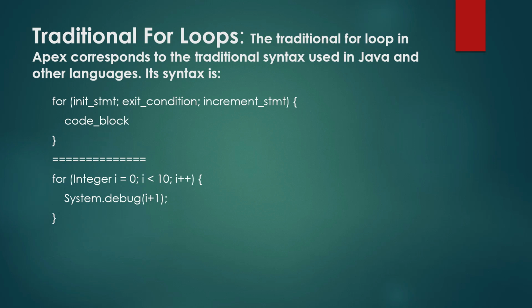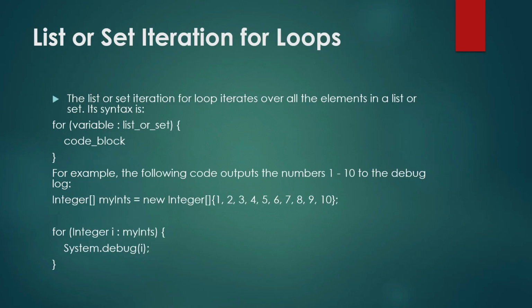So in the first iteration, the value of i is going to be 0, then 0 plus 1, and it will print the value in the debug log starting from 1. And then it will increment the value of i to 1.